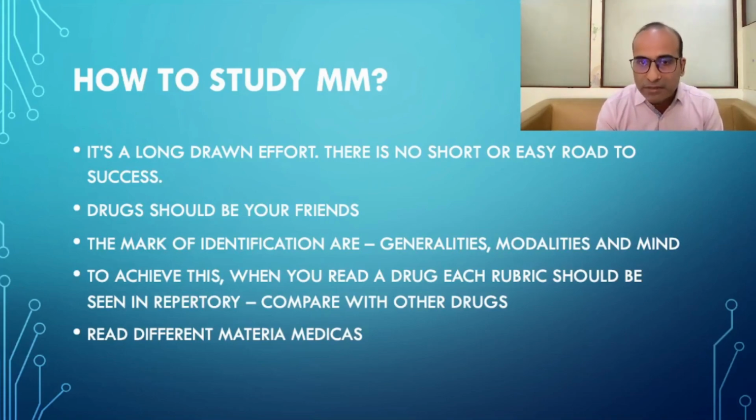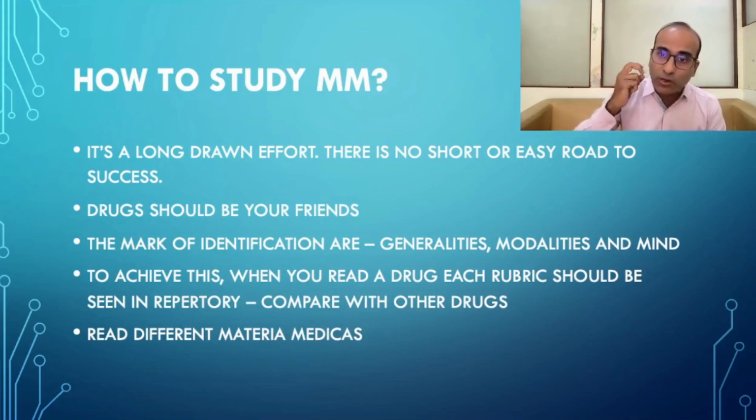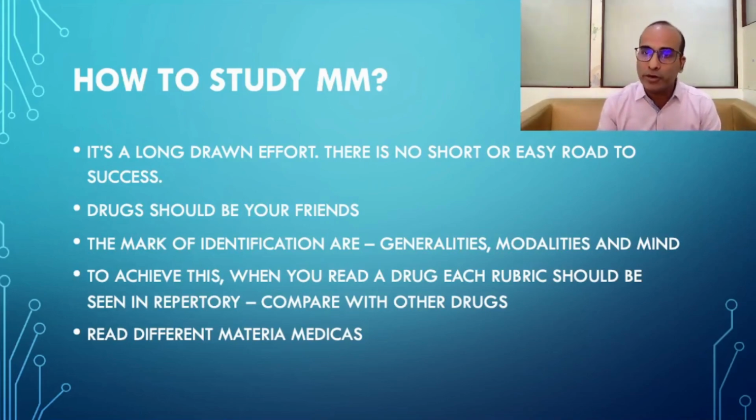Drugs should be your friends, and how to make drugs your friends? He has given the marks of identification. You should be able to understand the generalities, characteristic modalities and characteristic mental symptom. If you understand the three things, drugs will become your friends, and we saw the example of Lachesis and Kali Carb. So the mark of identification, please remember: generalities, modalities and mind.